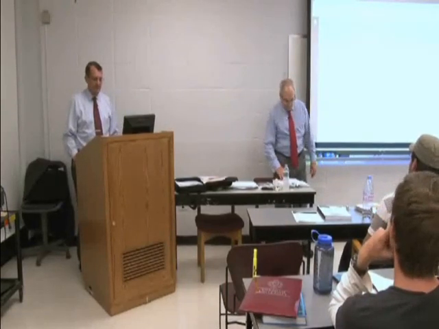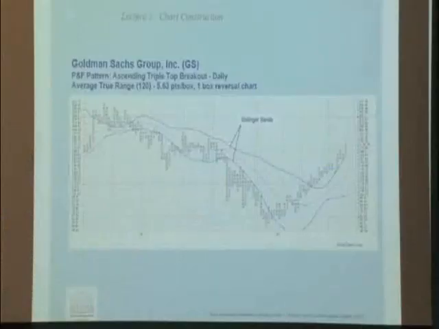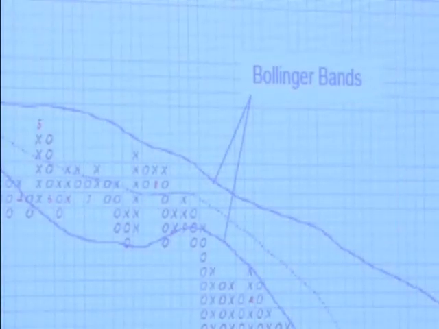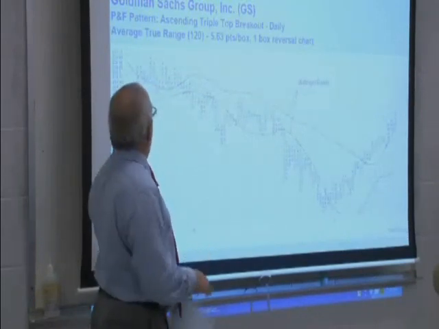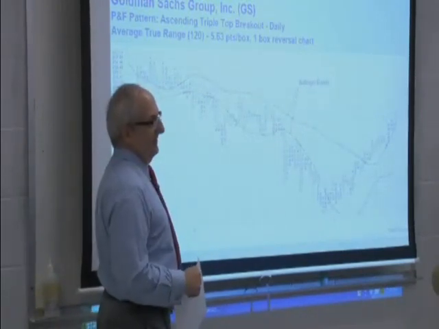Next is Goldman Sachs, and again, I just threw the Bollinger Bands on here just because, again, it's sort of a strange indicator to use with PNF. How did you get the average true range in Bloomberg? Sorry, the average range? True range? Oh, Stock Charts lets you pick it.